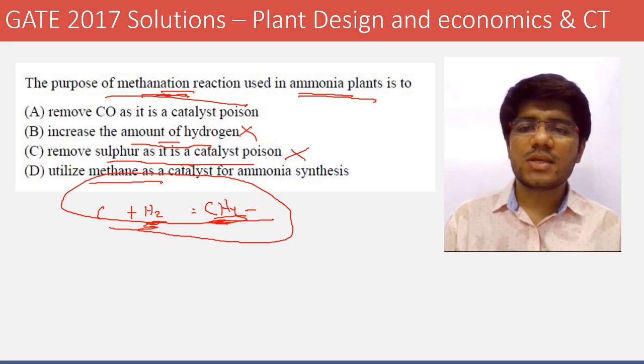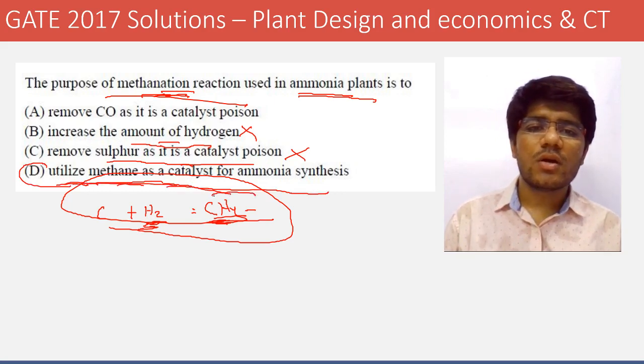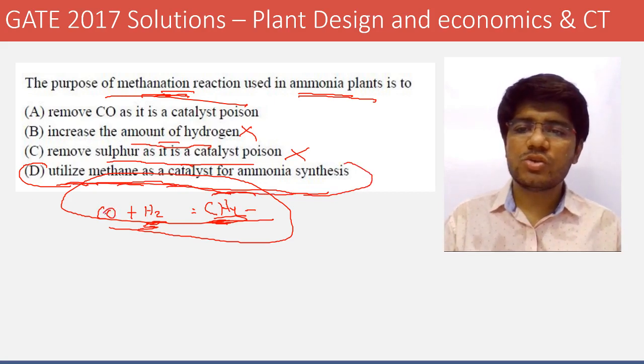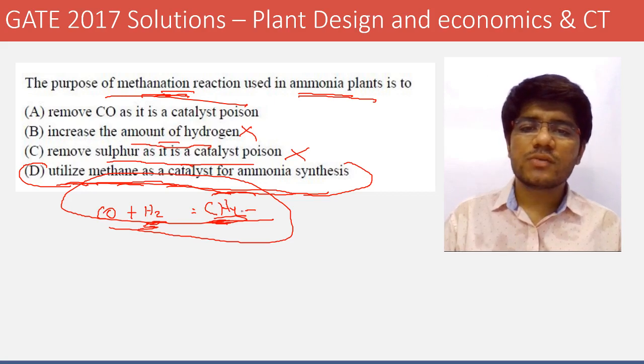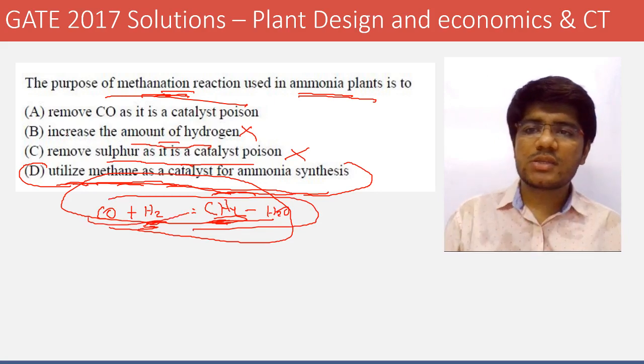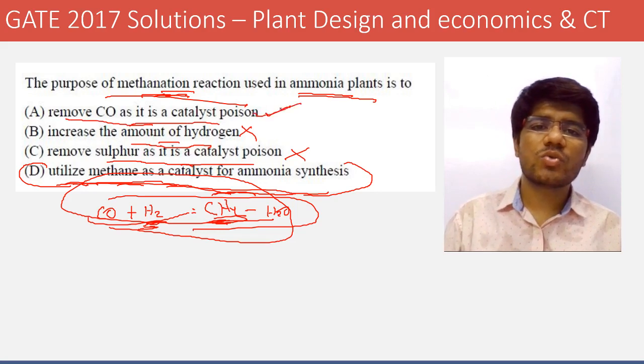Next is utilize methane as a catalyst for ammonia synthesis. So this you can say is a classical distractor. Yes, it can be the answer, but here it is not the answer, since the reaction is CO plus H2 gives CH4 plus H2O. Some reaction of this type is there for methanation. So it is used to remove CO as a catalyst poison. So the answer for this question is CO.